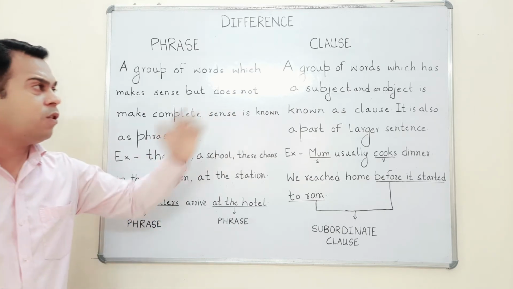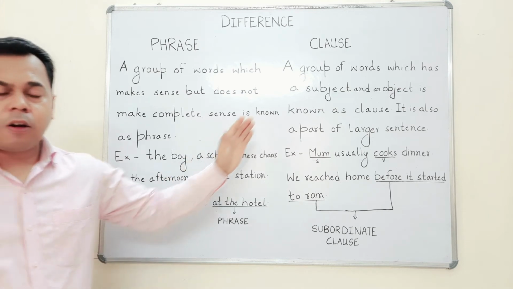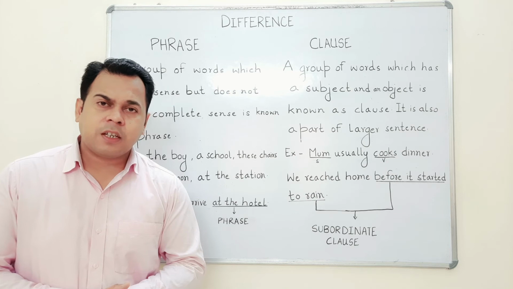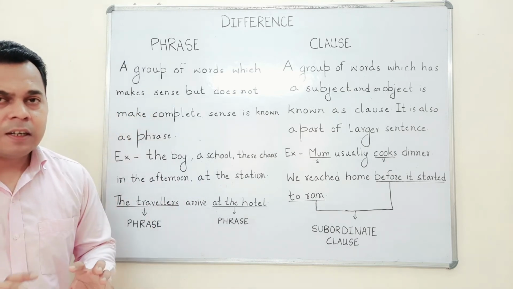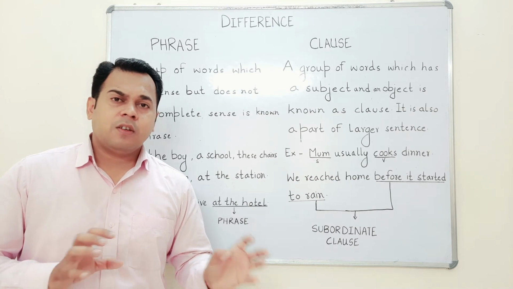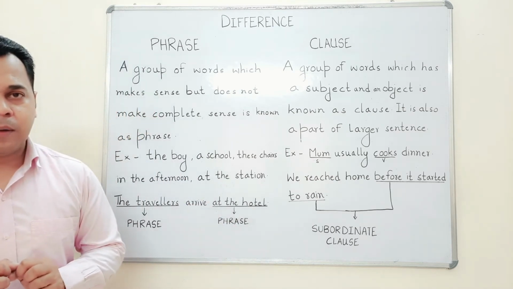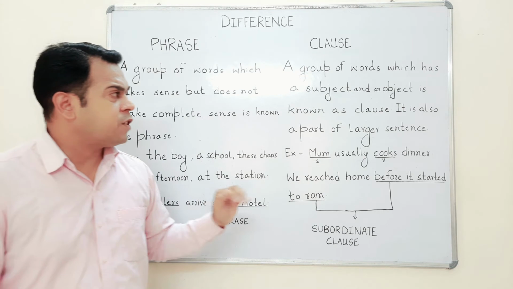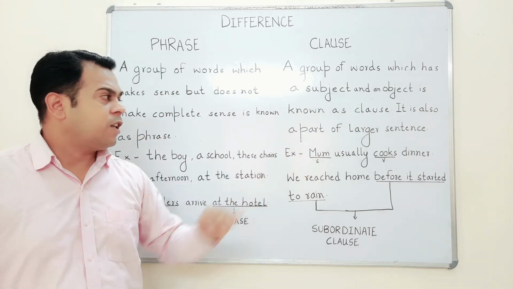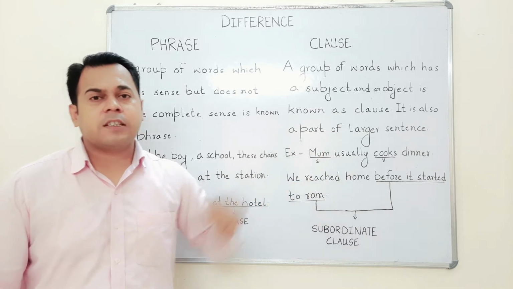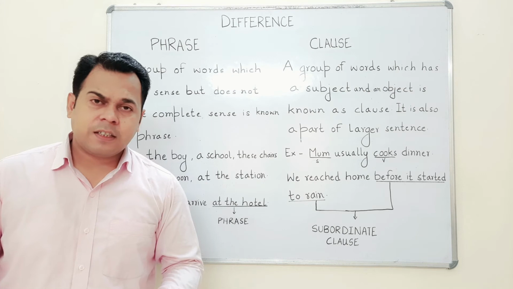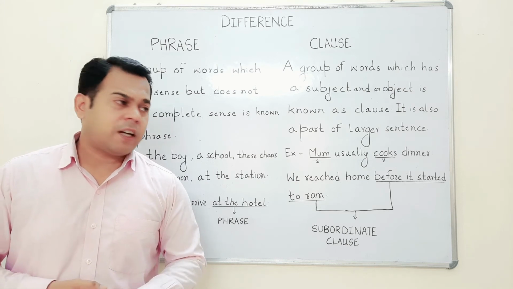Now let's move to clause. A clause is a group of words which has its own subject and object, but it needs some other part of the sentence to finish its meaning. So a group of words which has a subject and object is known as a clause. It is also a part of a larger sentence. It has its own subject and object.